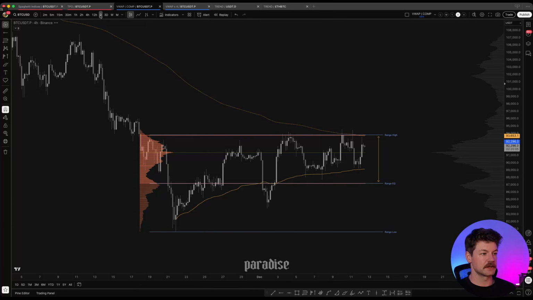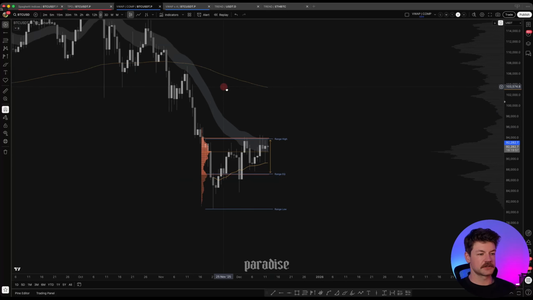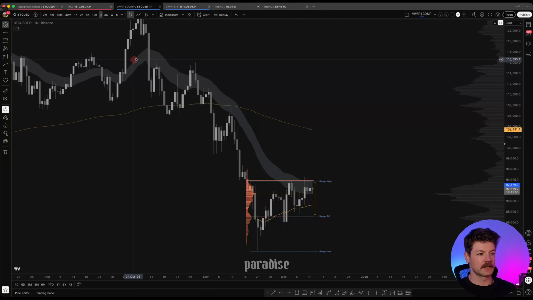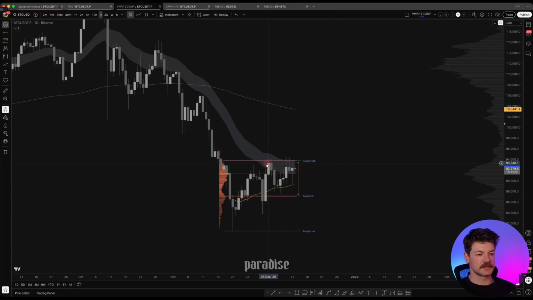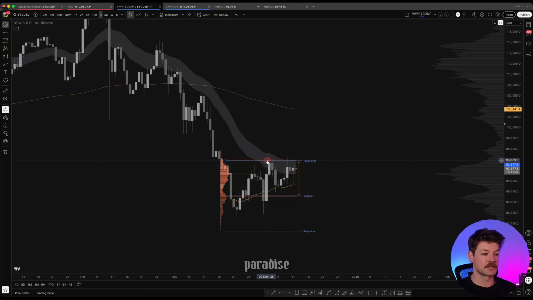I can go to the daily quickly. And you can see the daily trend, the daily noodle has just been capping price ever since, pretty much up here at 116K. Now we are just coming into this, and the past few videos I've made have been that we need to accept above this level, above the yearly open, which I don't actually have on the chart at the moment.